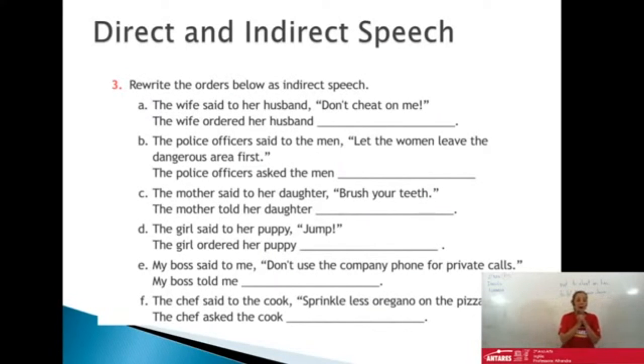Perfect. The mother said to her daughter, brush your teeth. Brush your teeth. So, it's an imperative in the affirmative form. You're going to have, the mother told her daughter to brush. It's daughter, right? So it's a girl. So brush her teeth. Next, the girl said to her puppy, jump. It's in affirmative order, jump. So the girl ordered her puppy to jump.